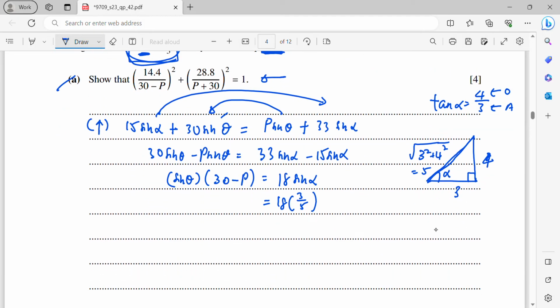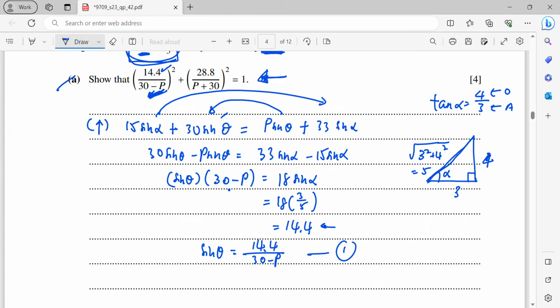Then when you calculate this value, it's going to be 14.4. So when you look at part A here, the answer is already given because you want to show this. Obviously, we need the 14.4 over 30 minus P. So I have the 14.4 here. I just need to move this 30 minus P down. Okay, so it means I get sine theta as the subject.